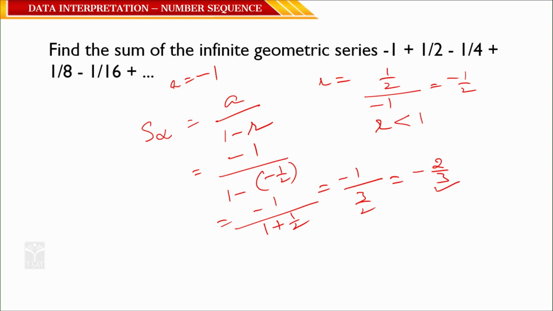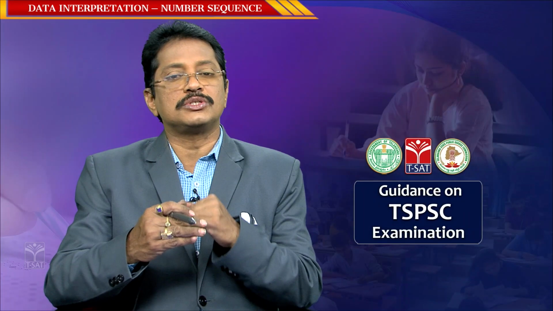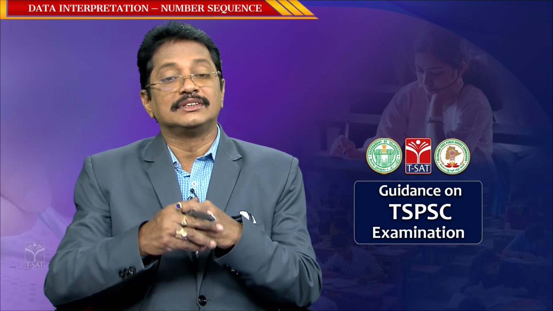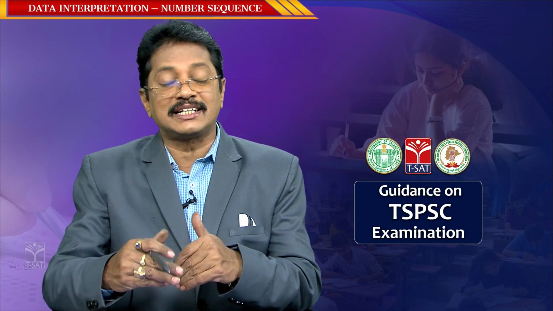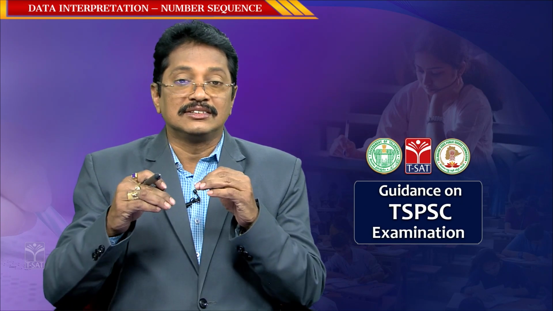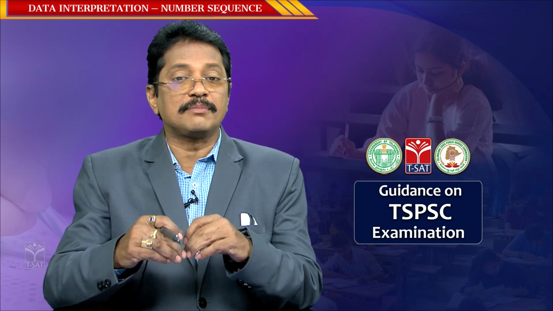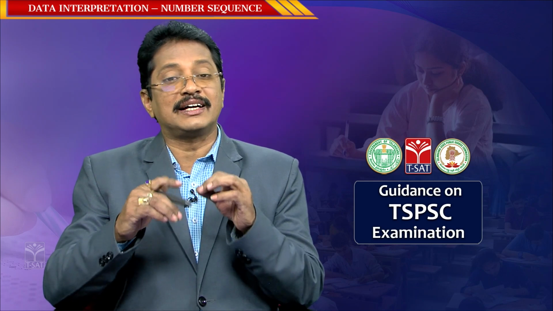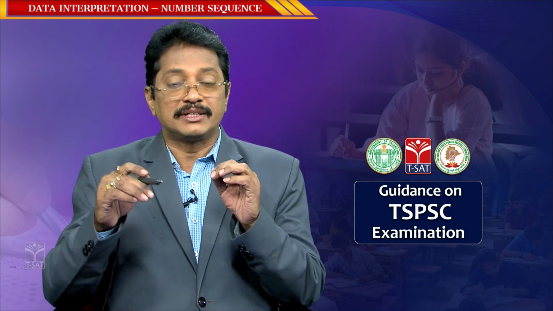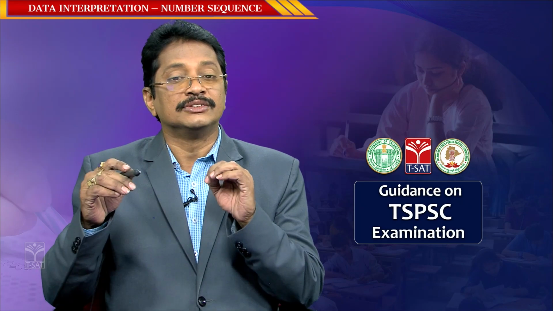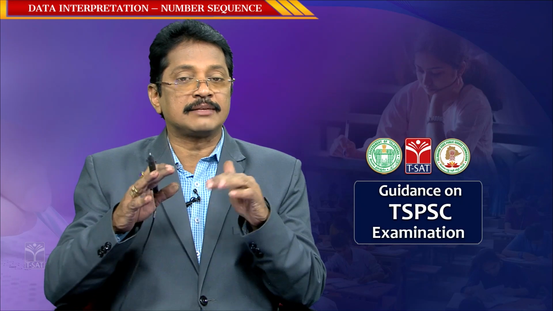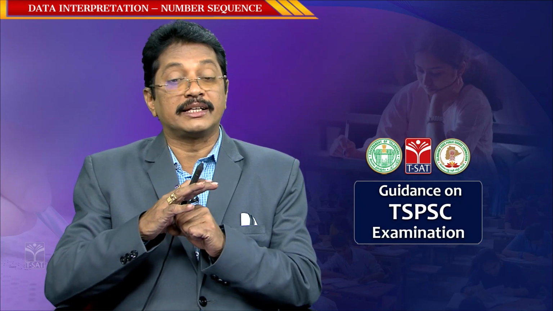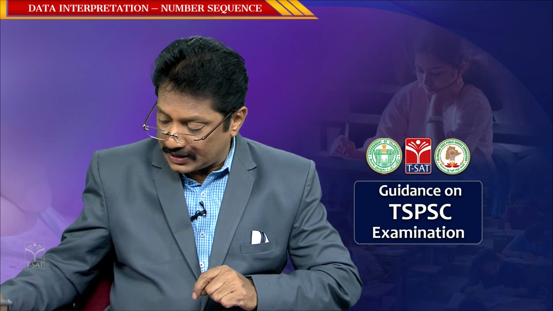Like this you can find the sum of an infinite geometric series. This is one more formula you are going to learn, that is the sum of infinite terms: S infinity = A/(1 - R). And very important, when modulus R is less than 1, there is a possibility for an infinite series sum, and its sum is A/(1 - R). This is very, very important.